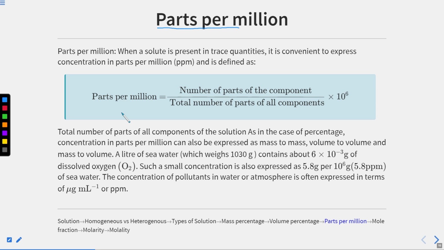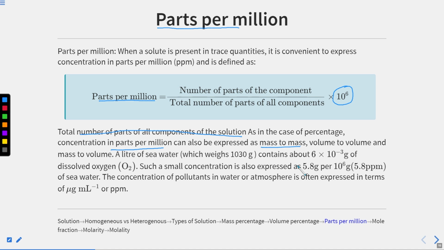So to study that, we have introduced a small unit of concentration, that is parts per million. So what does it say? It says what is the number of parts of a component that is present in a total of 10 to the power 6 parts of all components. I will define it more clearly. Let us understand it by an example. As in the case of percentage, parts per million can also be expressed as mass to mass.